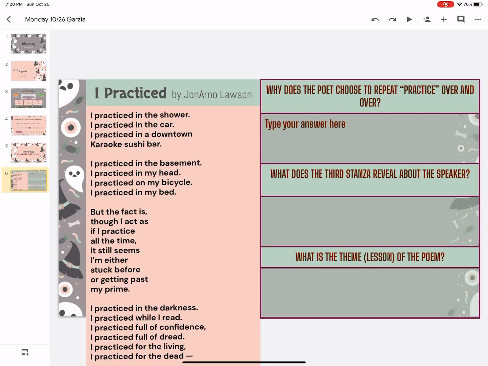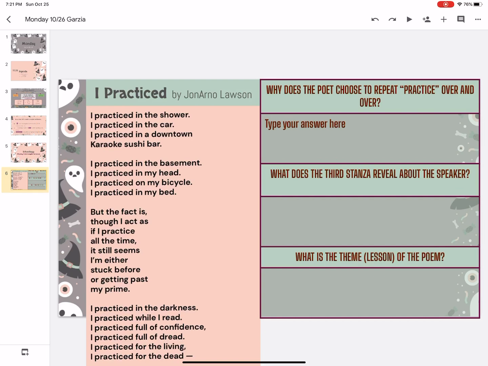We look at SWIFT when we're analyzing. So speaker, word choice, imagery, figurative language, tone and theme. So these questions fall in line with that, but we're of course not having you do all of those aspects of poetry analysis. Okay, here we go. I practiced.